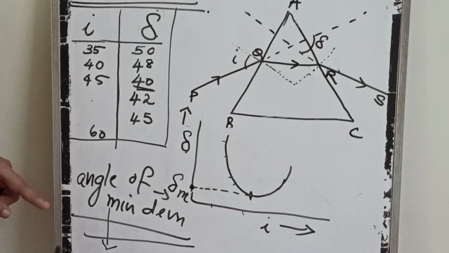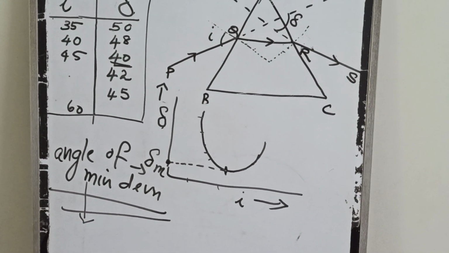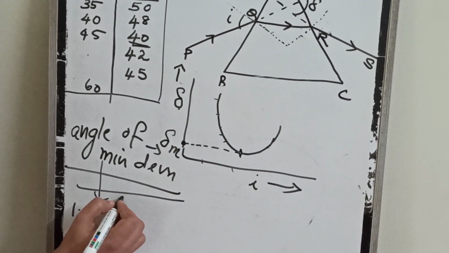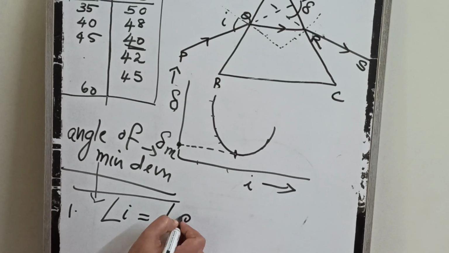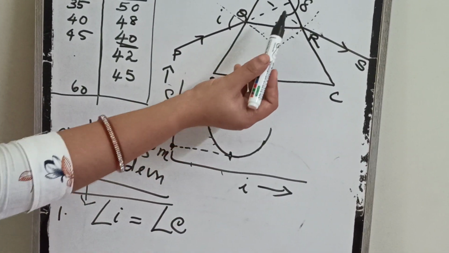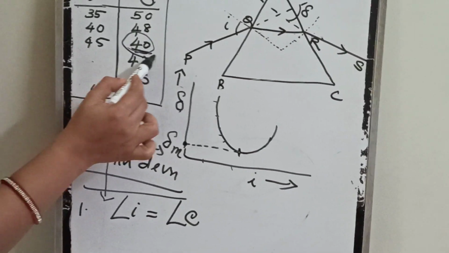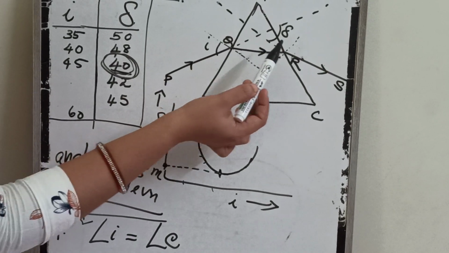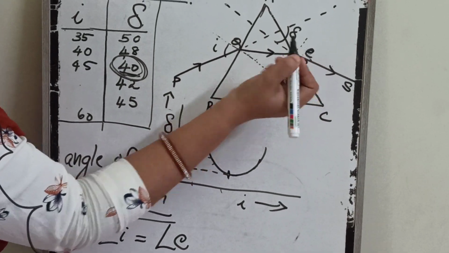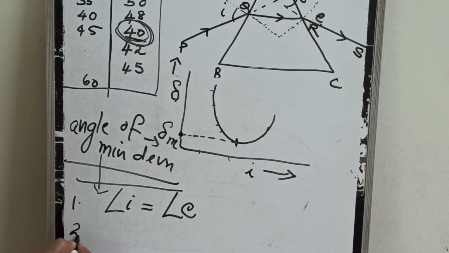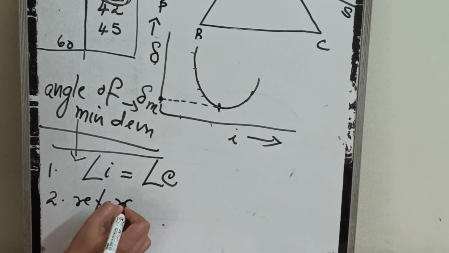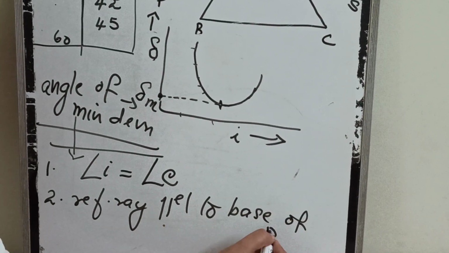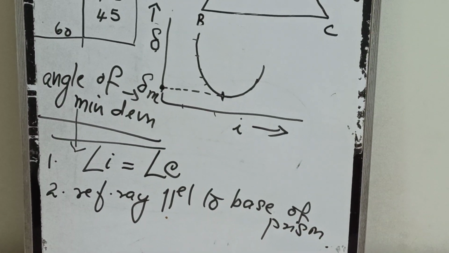Now, what is the significance of angle of minimum deviation? It's a very important question for your viva in practicals. First point is, at angle of minimum deviation, angle of incidence is equal to angle of emergence. So, at angle of minimum deviation, there will be only one value. At this point, angle I, the angle of incidence, is equal to angle of emergence, which we wrote as E. Second point is, the refracted ray will be parallel to the base of the prism.